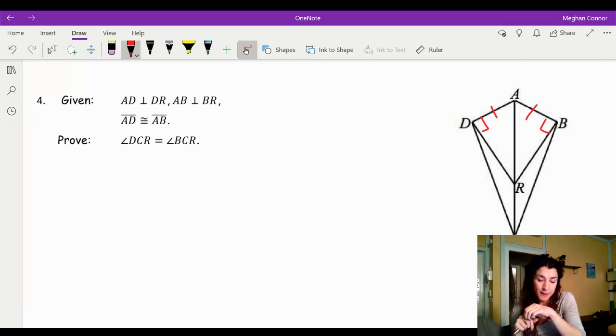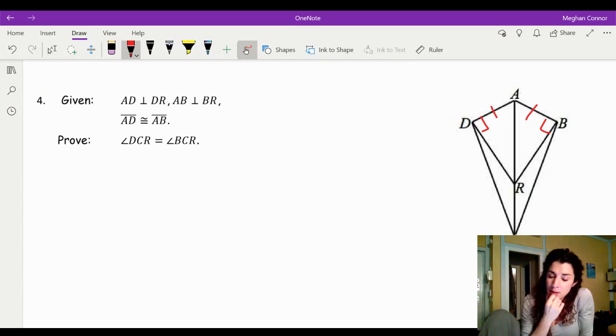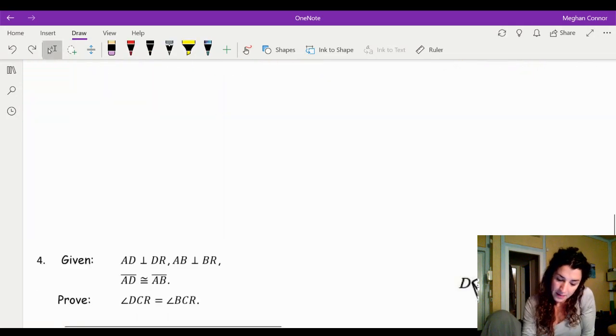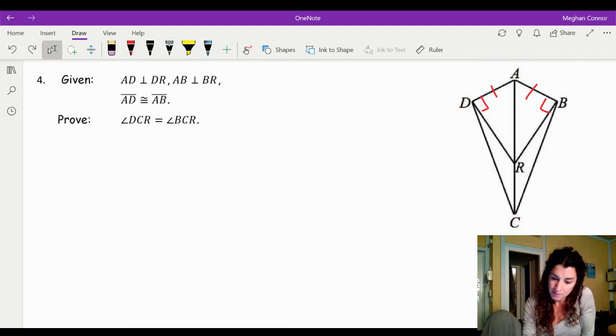So why is the given leading me towards those two triangles? Because those two triangles being equal is not going to help me with my proof statement. My proof statement is DCR and BCR, which means I could either talk about the two big triangles on either side or the two smaller sliver triangles at the bottom. I'm probably going to go with the big triangles because I know that AD and AB are equal to each other. I see a similar pattern to what I was doing up above. So we're going to do that.